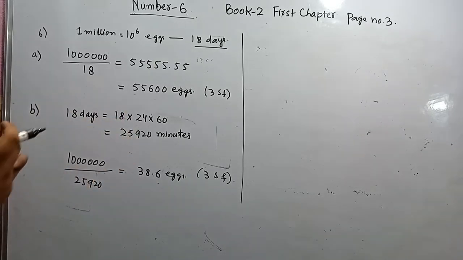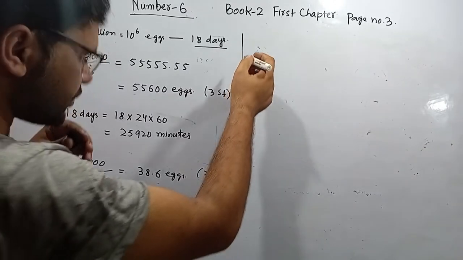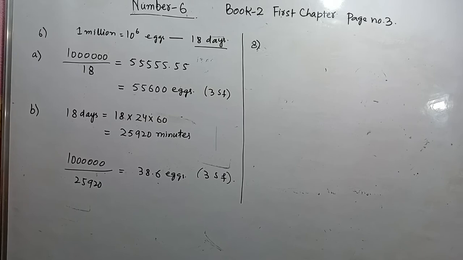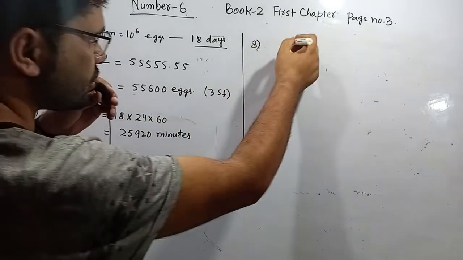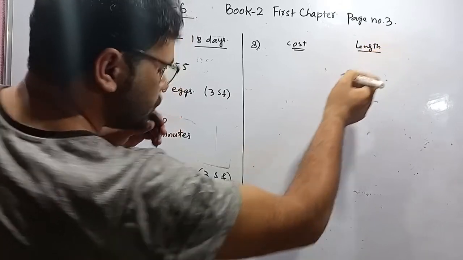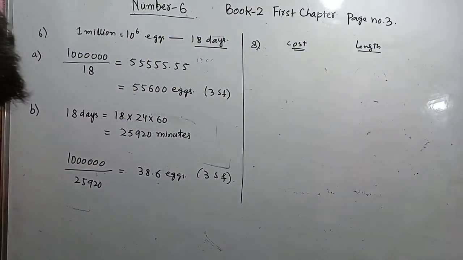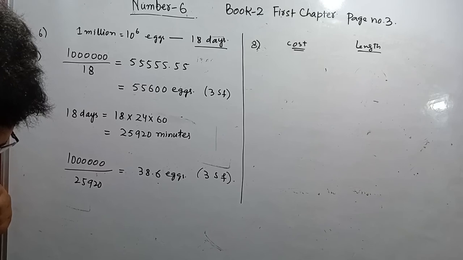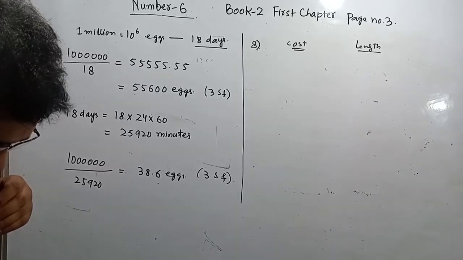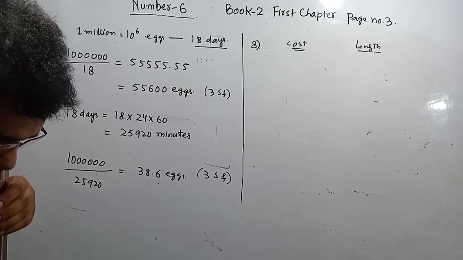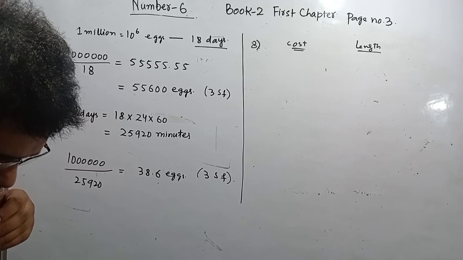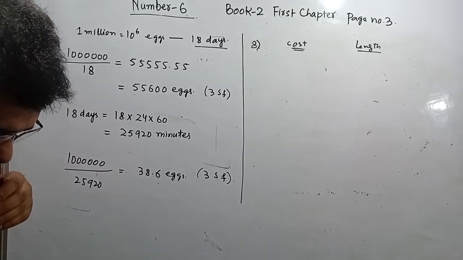Now coming to question number 8 directly. You can see in question 8, the cost of wood is directly proportional to its length. So its cost and length. You can see a 3000 mm length costs $58.50. So what is given? Length is given in mm, and you can see here cost is given in dollars.